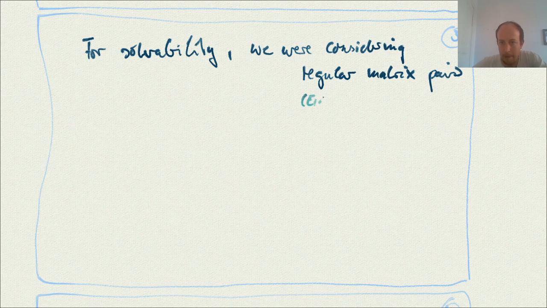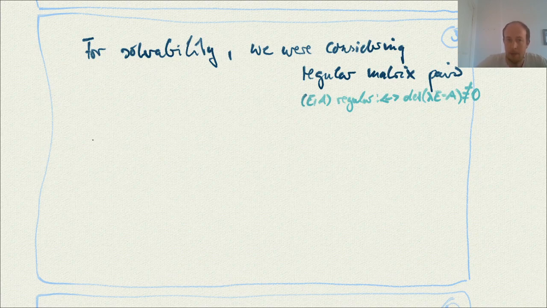We had E, A regular if and only if, in the sense of a definition, the determinant of lambda E minus A is not identically zero. So there's a lambda so that this is invertible. Now one may think of extending this regularity to the time-dependent case, and then a very strong notion would be that one wants to have this regular independent of what the time is.